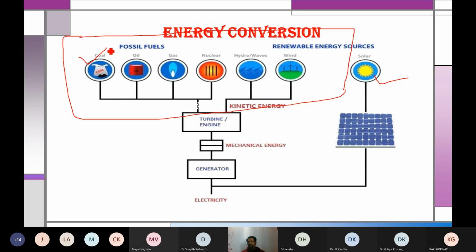Burning this one, igniting this one, boiling water, converting it into steam, that steam is running a turbine, the turbine is running a generator, and then there you are getting an output. So you have a lot of intermediate stages where a lot of power loss will be there.